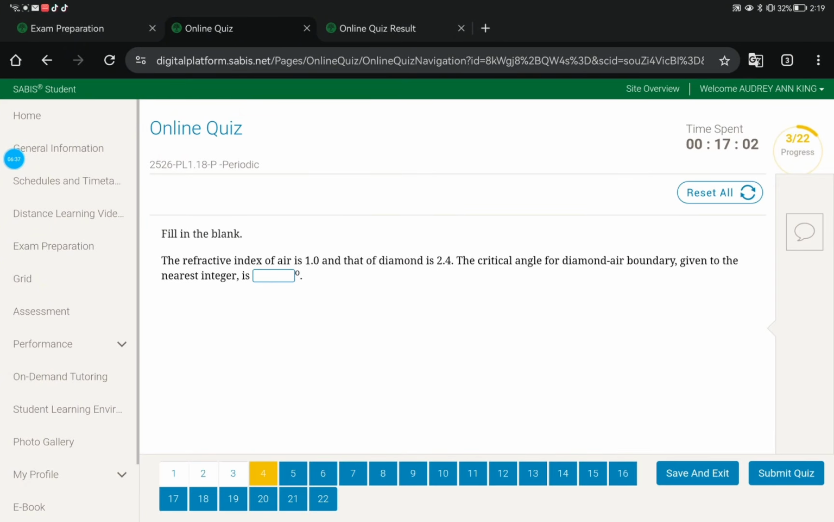The refractive index of air is 1 and that of diamond is 2.4. The critical angle for the diamond-air boundary, given to the nearest integer, is blank degrees.